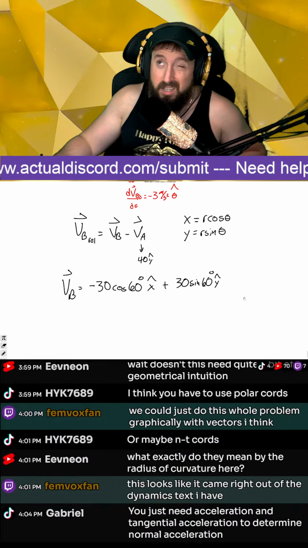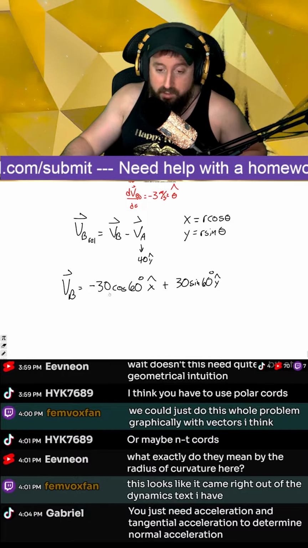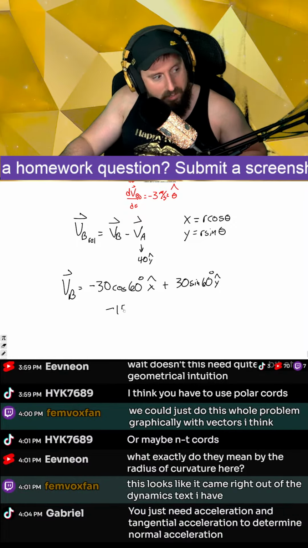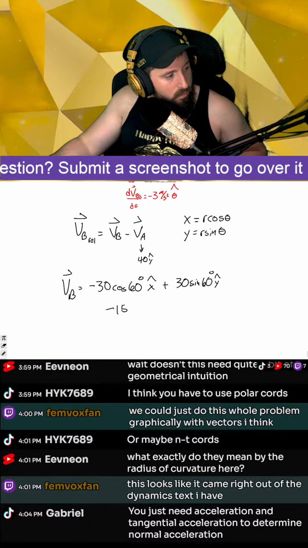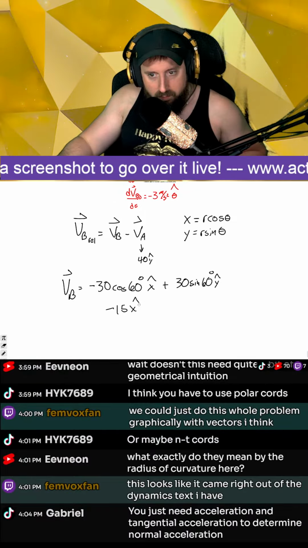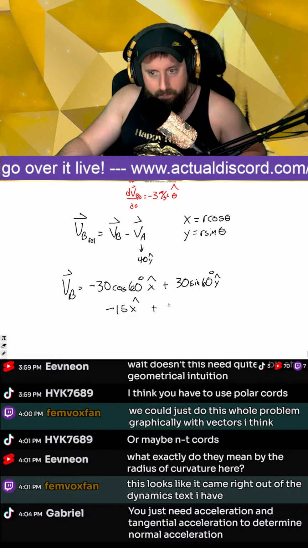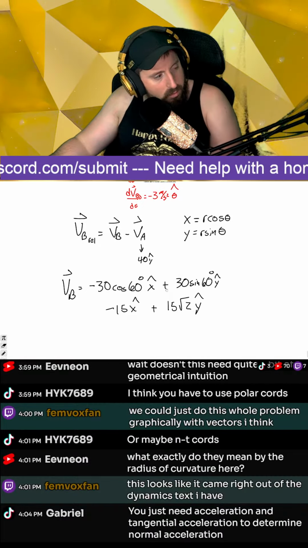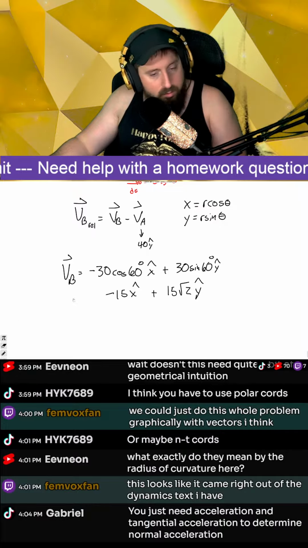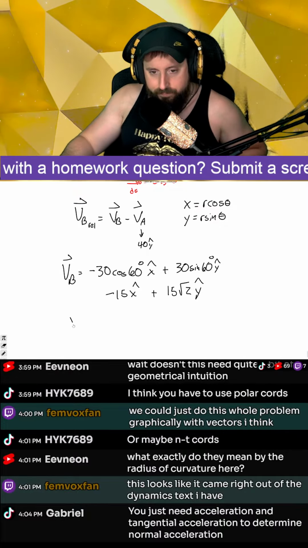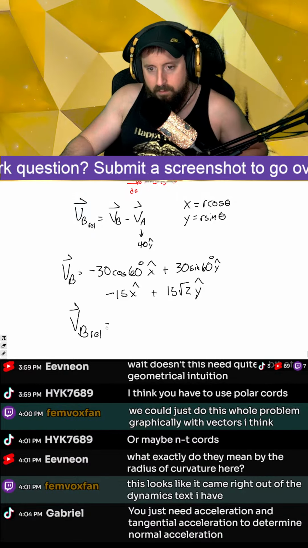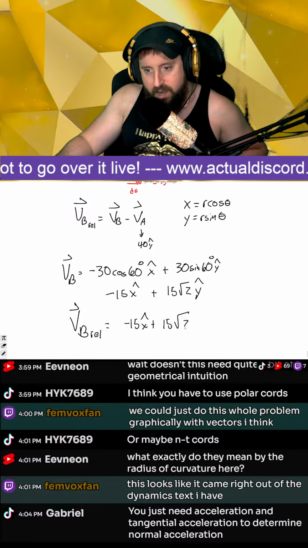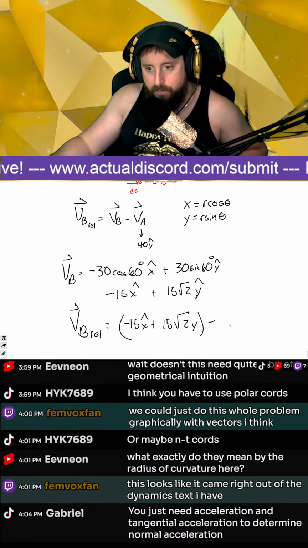So cosine of 60 ends up equaling positive 1/2, but then there's a minus here, so this is going to be negative 15 x hat, right? Plus 15 square root of 2 y hat. Yeah? I think so. Okay. So then VB relative is just going to equal negative 15 x hat plus 15 square root of 2 y hat subtracted from 40 y hat.